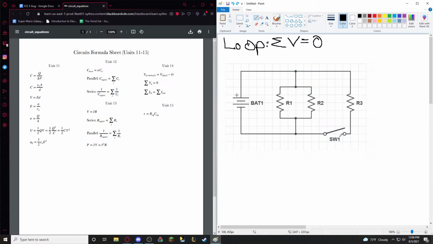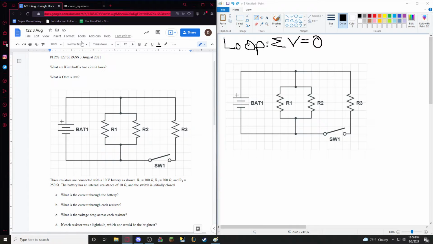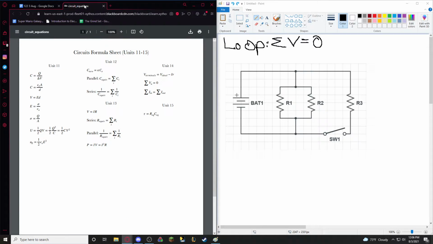So what happens to the voltage when you go across a battery if we're going this way? Are we gaining voltage, losing voltage? That should be gaining. Exactly. We're going to gain some sort of voltage. I have a number for the problem, 10 volts, but it doesn't matter.